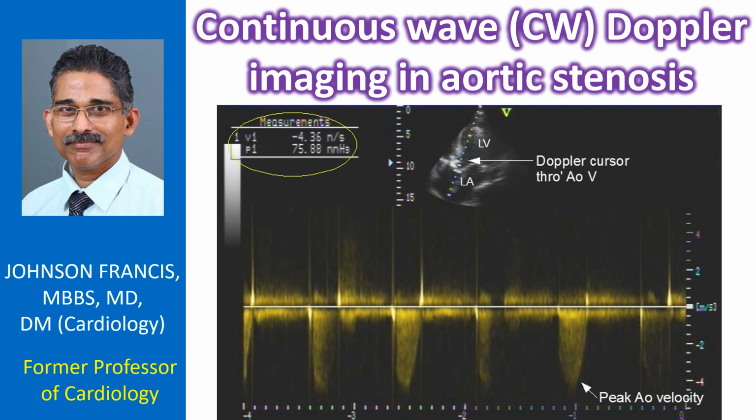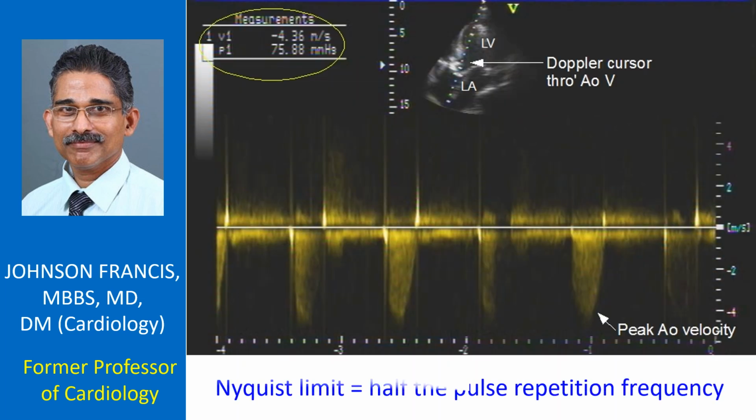Aliasing velocity is the maximum velocity which can be imaged by a given Doppler frequency and is dependent on the pulse repetition frequency. The highest velocity that can be detected is known as the Nyquist limit. Nyquist limit is equal to half the pulse repetition frequency.